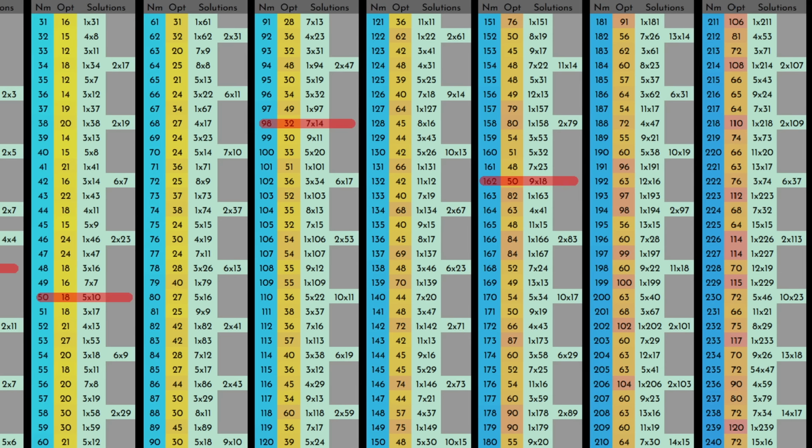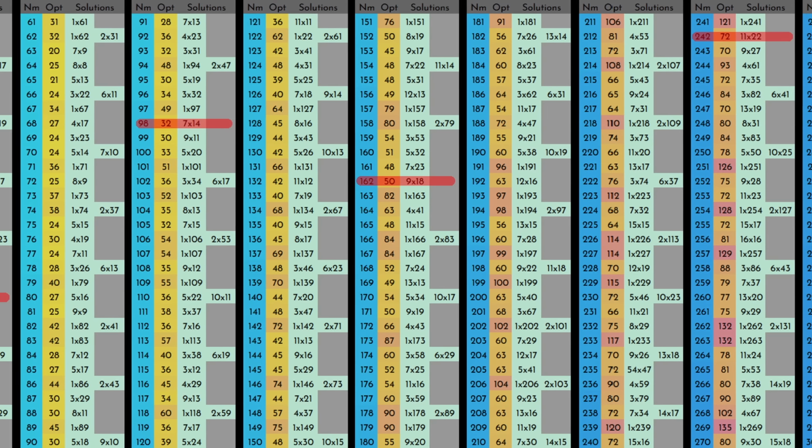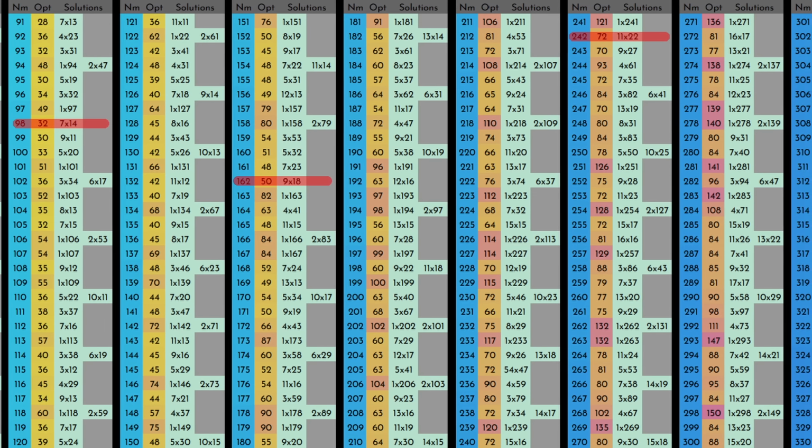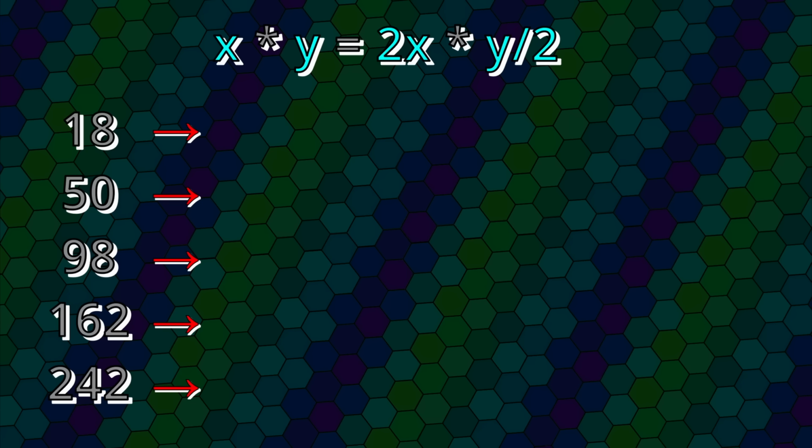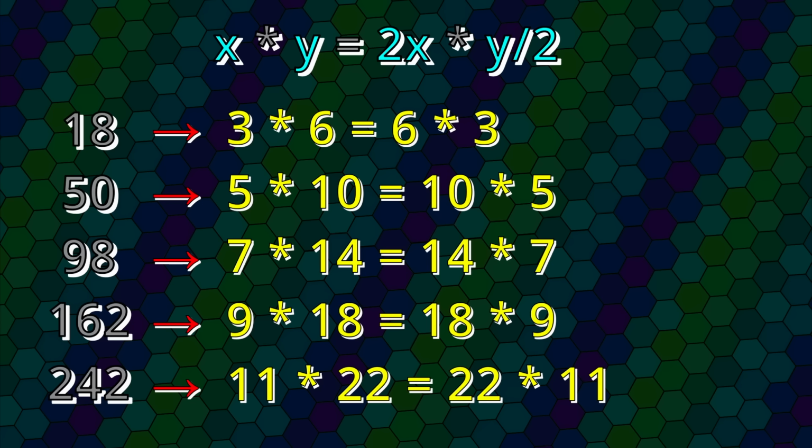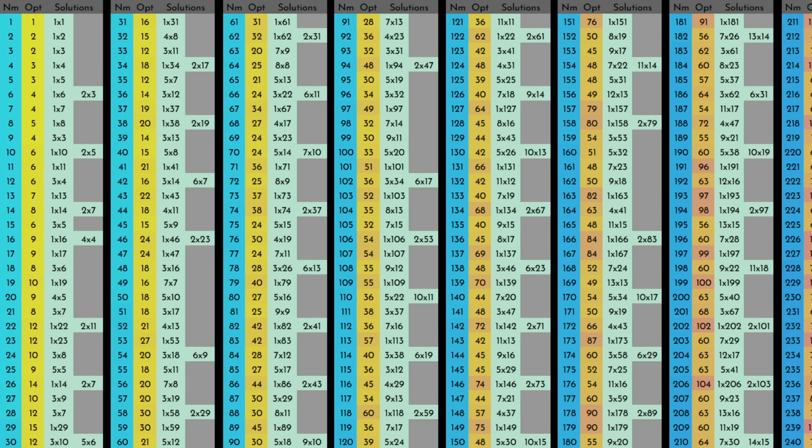However, when it comes to the numbers 18, 50, 98, 162, and 242, when you input them through this formula, they just result in the same thing but backwards. This is because y already equals 2x, so it can't be counted twice, meaning that this ends up being the only solution. Why doesn't this happen for other pairs of numbers though?